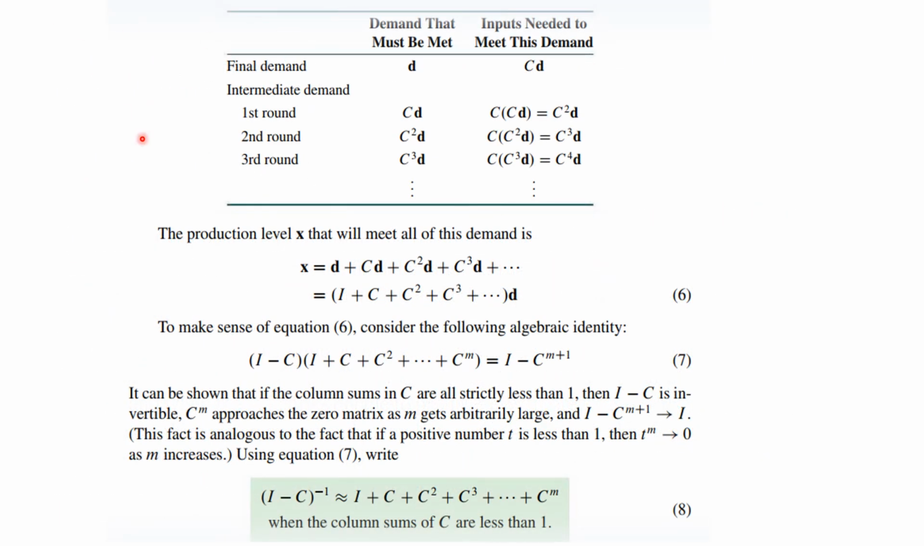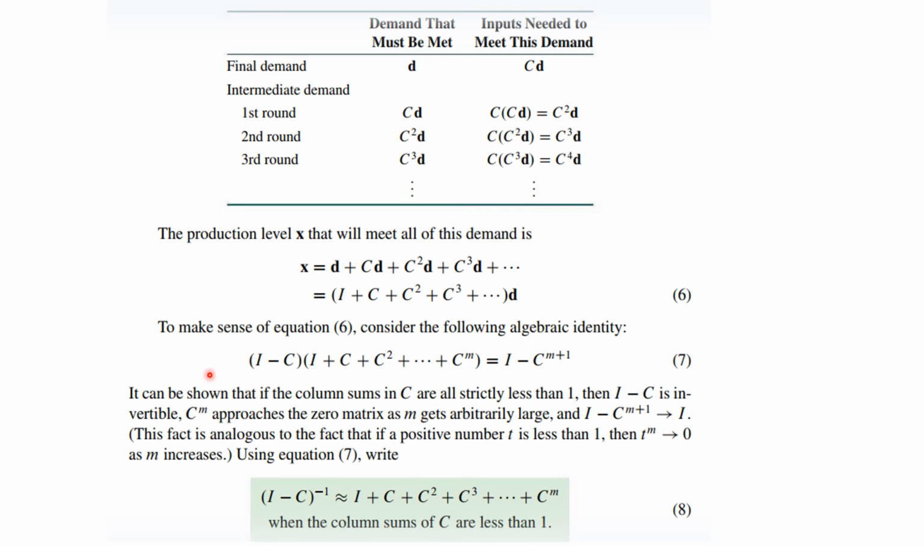and here's a summary of that. So these are the intermediate demands, and you see that each time you're getting C, C squared, C cubed, C to the fourth. And so the production level that will meet all of these demands as they are being adjusted is X equal to D plus CD plus C squared D plus C cubed D, and so on and so forth. Well, you can factor D out of this, and you will have the sum times D.